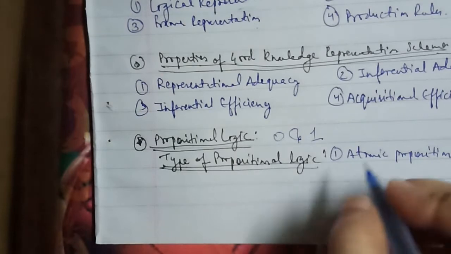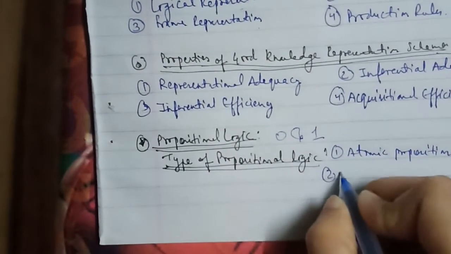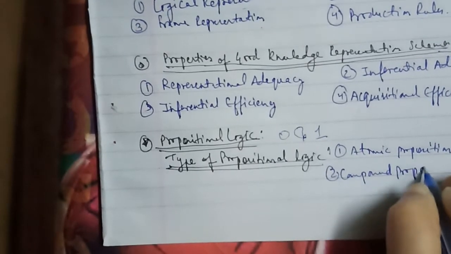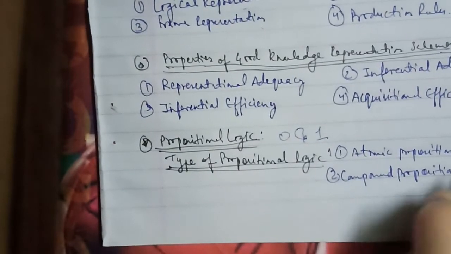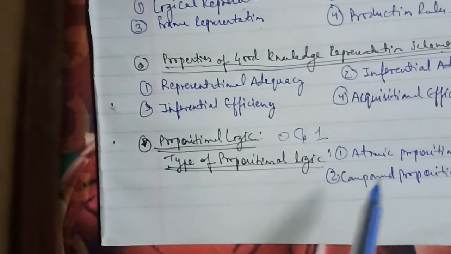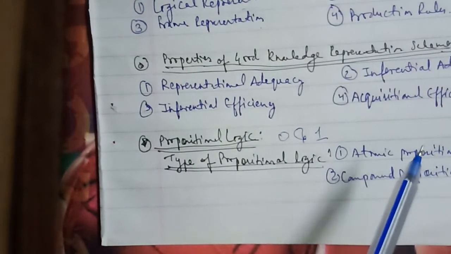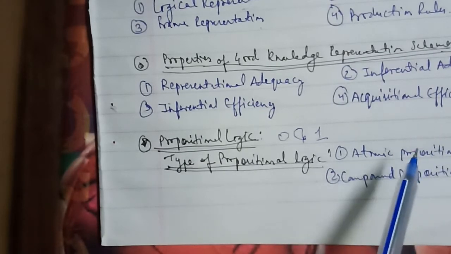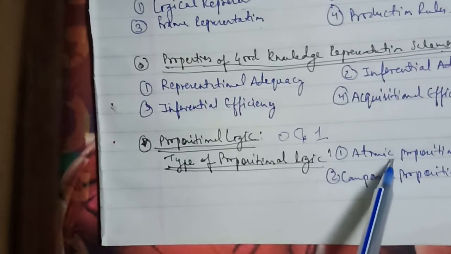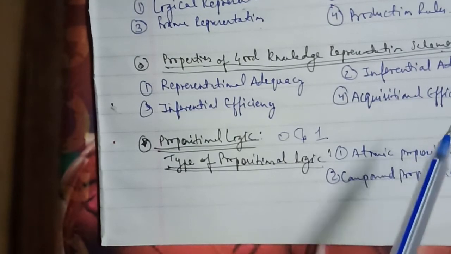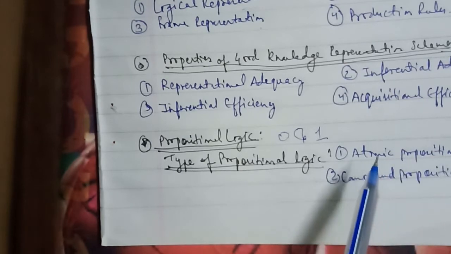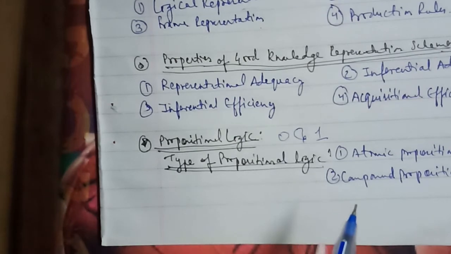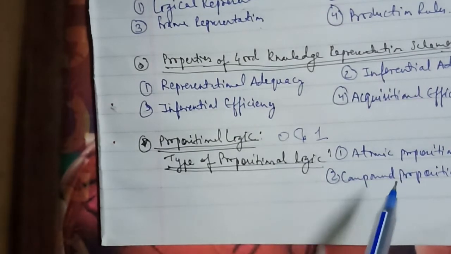Now we'll talk about the second one, that is the compound proposition. Compound propositions are constructed by combining simpler or atomic propositions using parentheses and logical connectives. For example, it is raining today and the street is wet. Another is that Ankit is a doctor and his clinic is in Mumbai. So this is what comes under compound propositions.